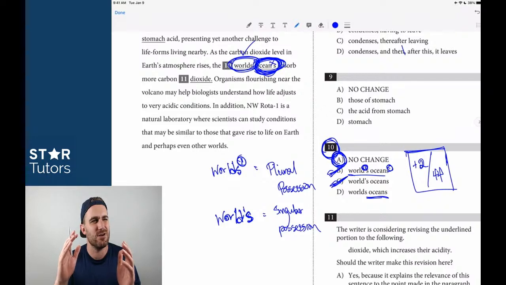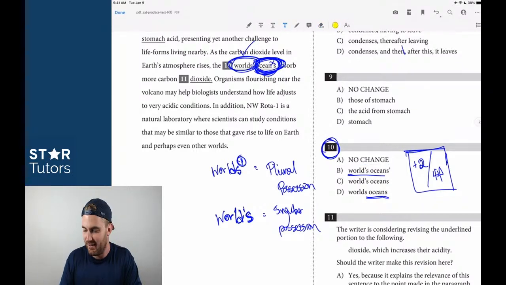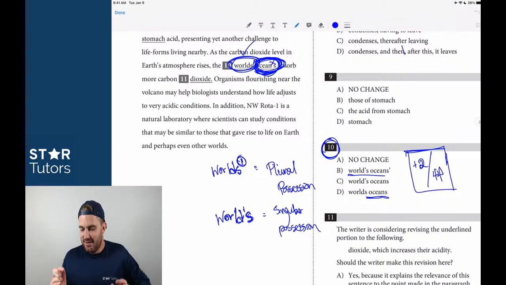No. Wait. Sorry, guys. No. That's not right. It's not it. It should be, how many worlds are there? Sorry, it's not the word. Everything that I just said is right, but that's not right. I'm an idiot. Sorry.